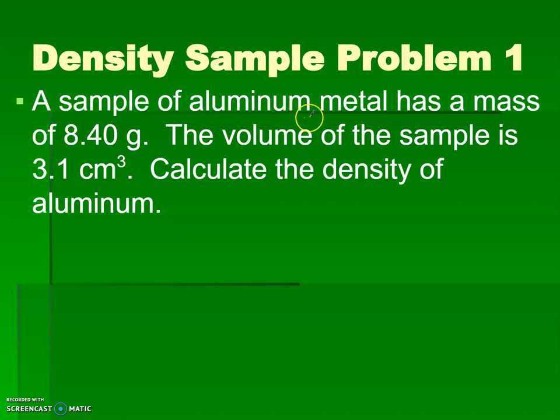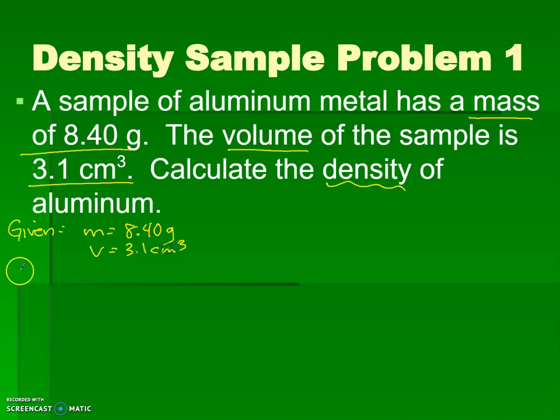All right, so if you have a sample of aluminum metal, it has a mass of 8.4 grams, and the volume of that sample is 3.1 cubic centimeters. Calculate the density. So I am given that I have a mass of 8.40 grams. My volume is 3.1 centimeters cubed. My unknown is going to be my density. So what is the conversion factor or the equation that I use? Density is mass over volume.